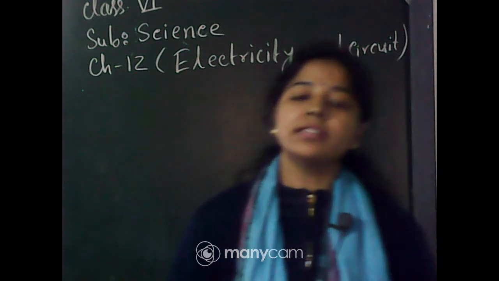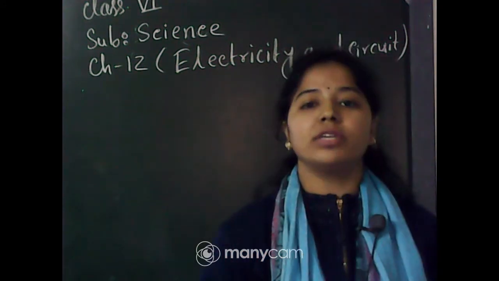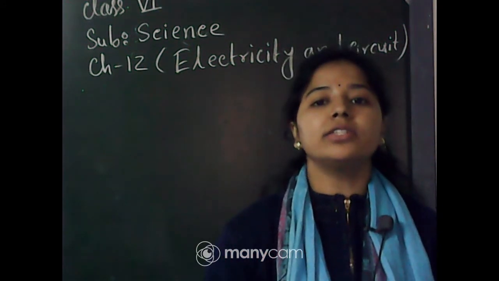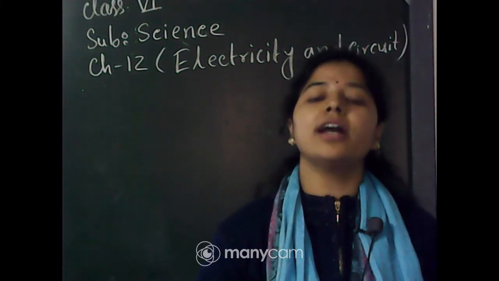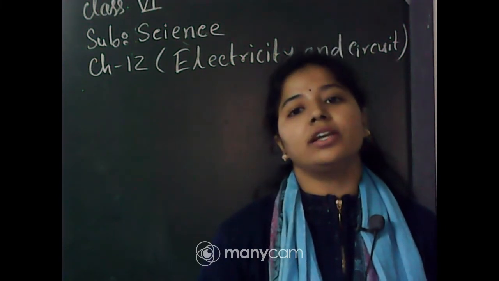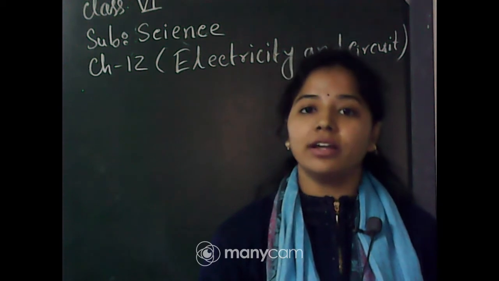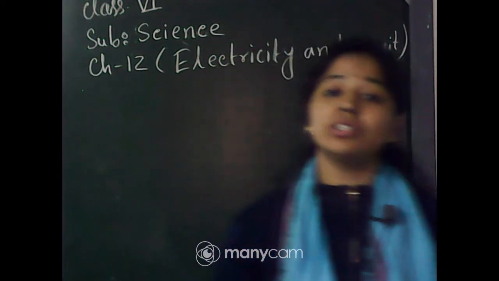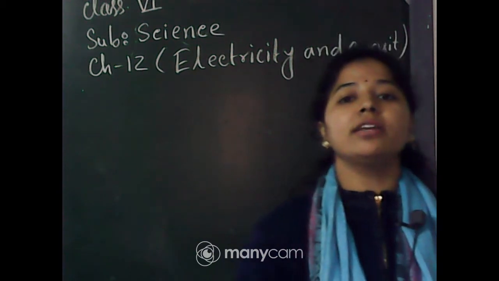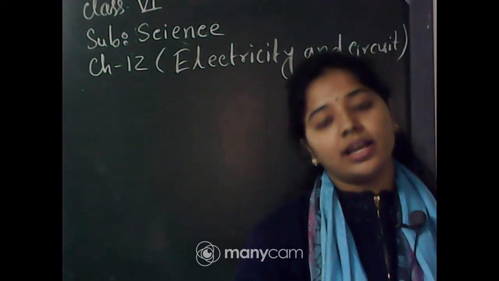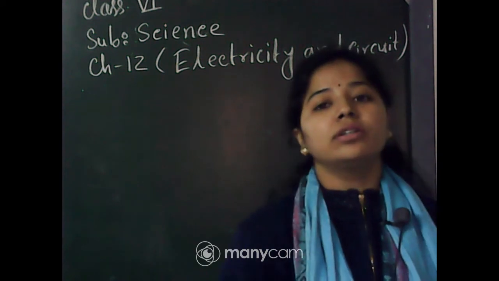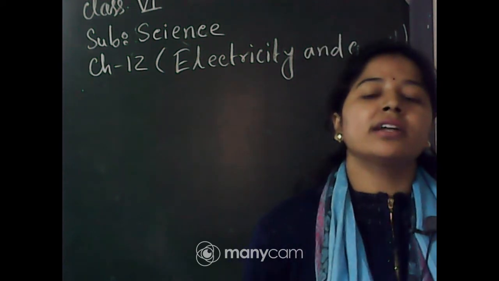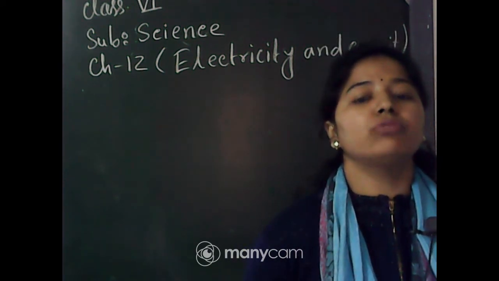In the previous class, I started chapter 12 from your NCERT science book, that is electricity and circuits. There I described what is electricity, what is electric current, what is the main source of electric current, what is a power station, and we have already seen what is an electric cell and how the wires are connected from a cell to a bulb.